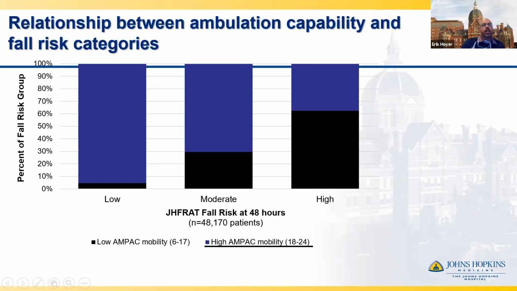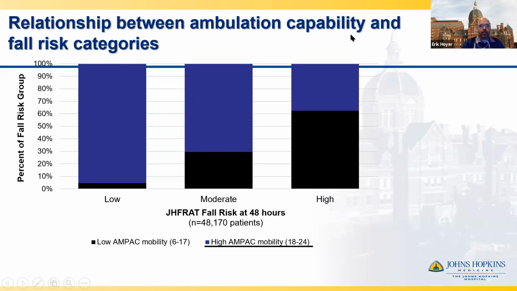I'll try to read through this, but what's the relationship between somebody's mobility potential and their fall risk categories? What you can focus on are the light blue colors. Here we have three groups of patients categorized as low fall risk, moderate fall risk, and high fall risk. And within each group, we can see patients who have high AMPAC mobility scores. Again, those are patients that we expect to be mobile, with AMPAC scores between 18 and 24. And we can see that among patients who are low fall risk, a significant percent of them have high AMPAC mobility scores.